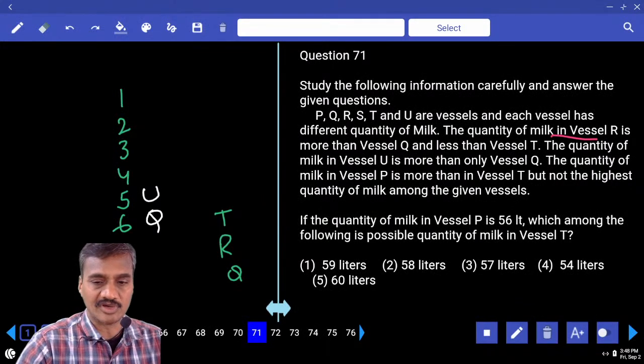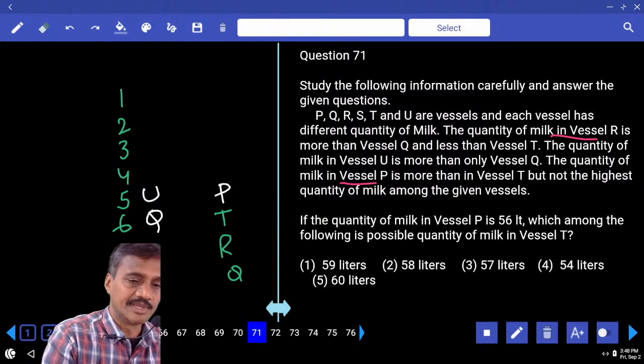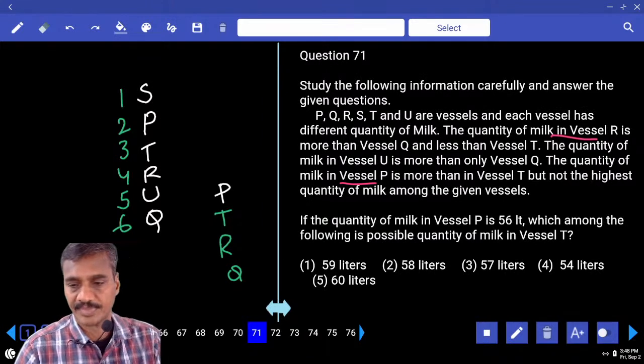And the quantity in P is more than T, but not the highest. P cannot be at the first place. As P cannot be here, P is here. Next one is T, R, P, Q, R, S, T and U. S must be the maximum.